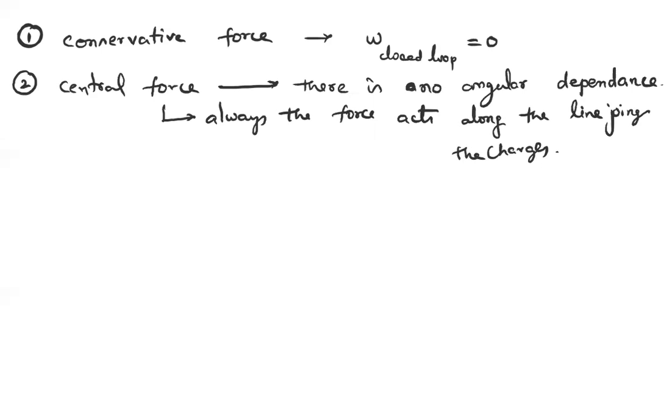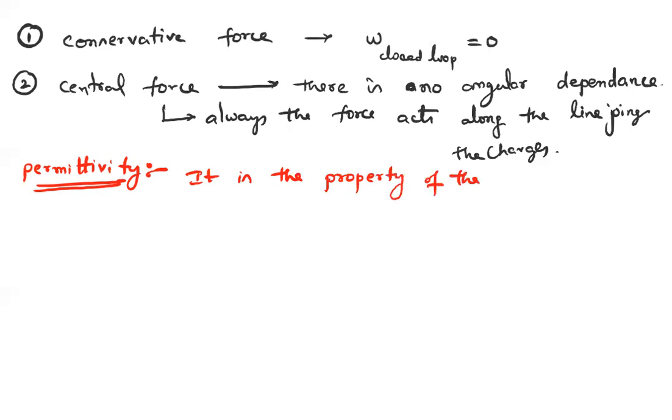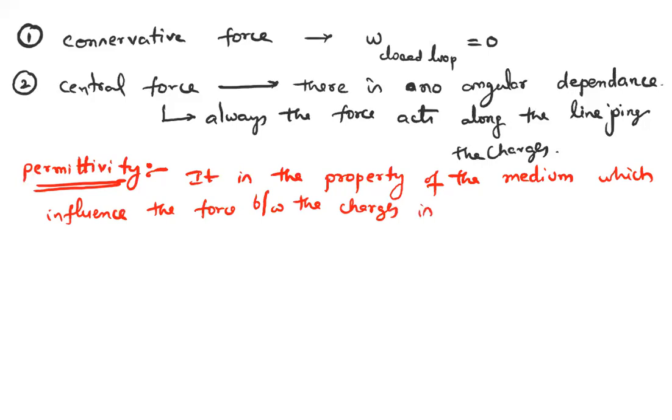Now, what is the meaning of permittivity? Just now we have given permittivity of free space, epsilon naught. Permittivity is the property of the medium which influences the force between the charges. The SI unit of permittivity and everything was already given in the last phase.